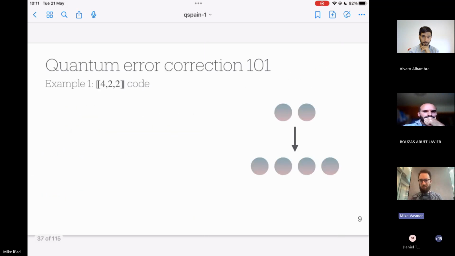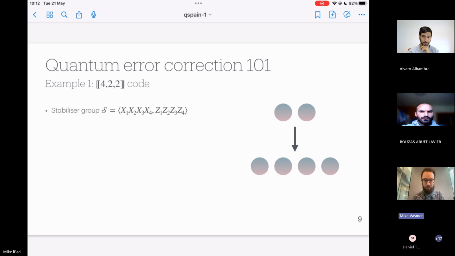Okay, so that was some more technical content. Now I want to tell you about an example. So we'll talk about something called the 422 code, which is a small quantum error correcting code, but nonetheless is still quite interesting and useful in practice. So this is a code where we encode two logical qubits into the state of 4 physical qubits.